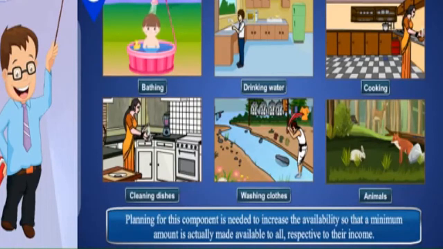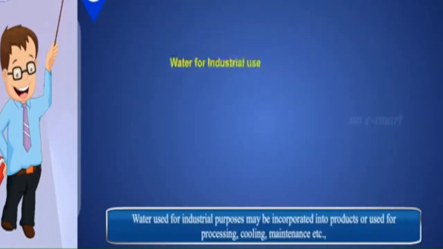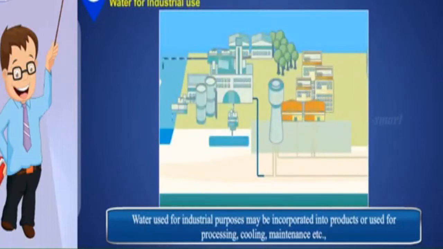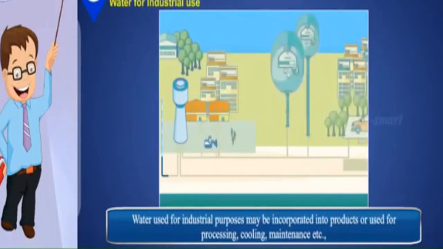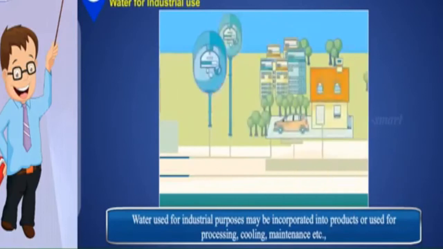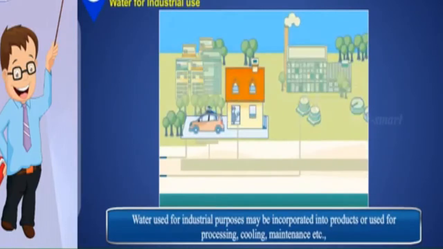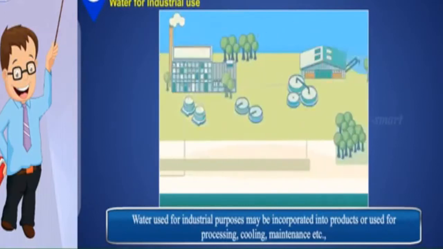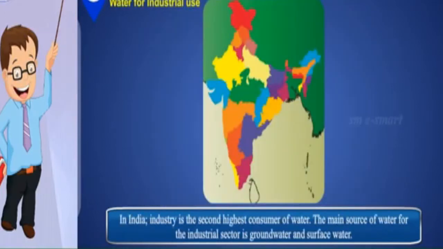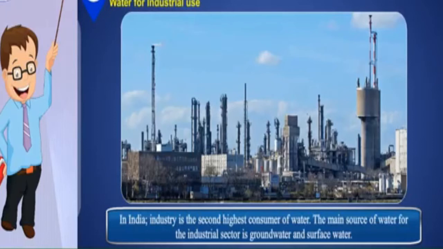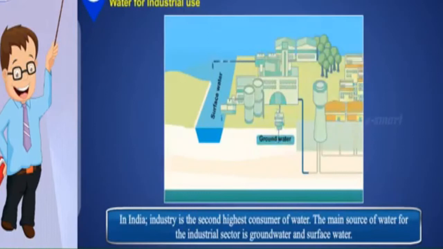Water for industrial use. Water used for industrial purposes may be incorporated into products or used for processing, cooling, maintenance, etc. In India, industry is the second highest consumer of water. The main sources of water for the industrial sector are groundwater and surface water.